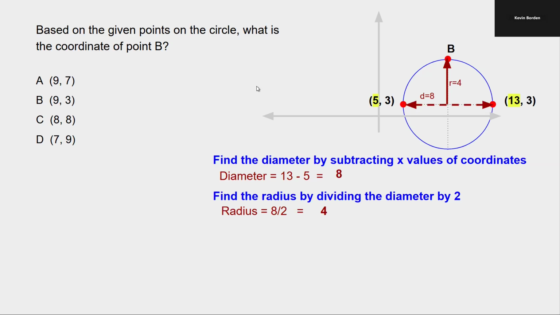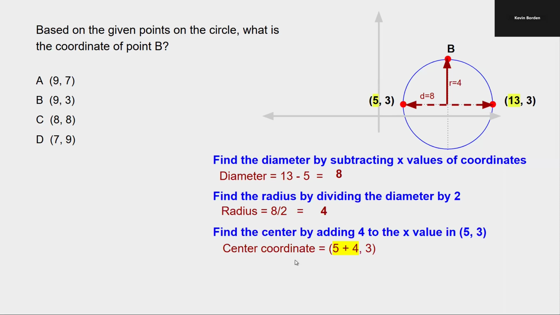Now, the next thing that's helpful in this problem is to find the coordinate for the center. And we can do that by just adding the radius of 4 to the x value of this coordinate on the left, because the center is right here, and that is the radius away from this coordinate. So the center coordinate is going to be 5 plus 4, 3, or 9, 3. Let's add that to our drawing.